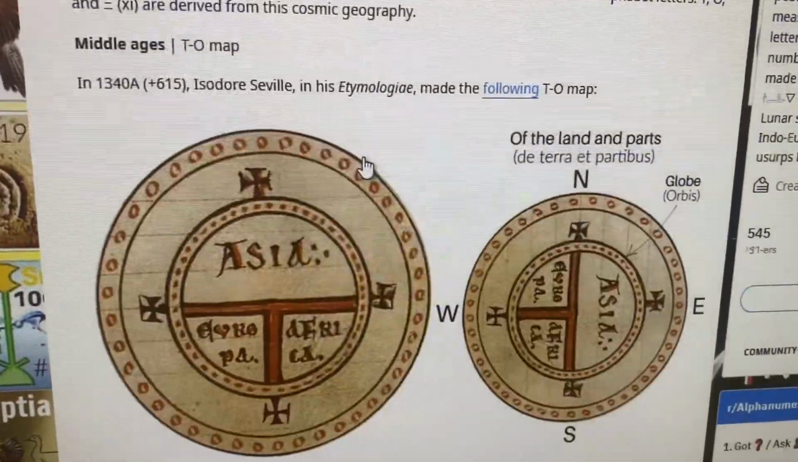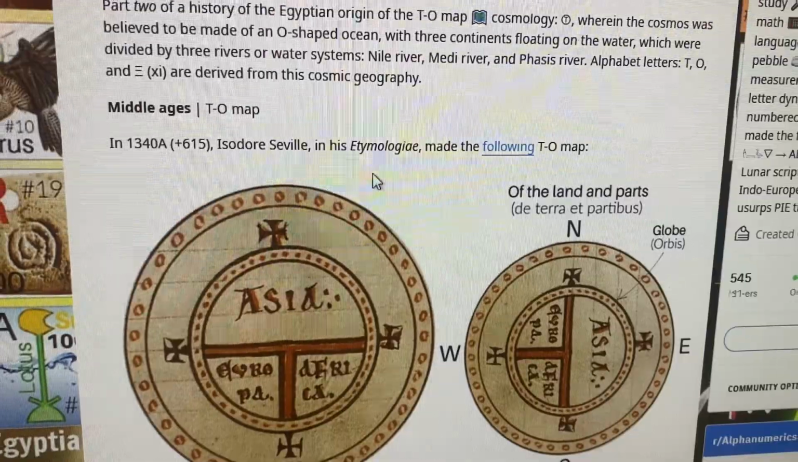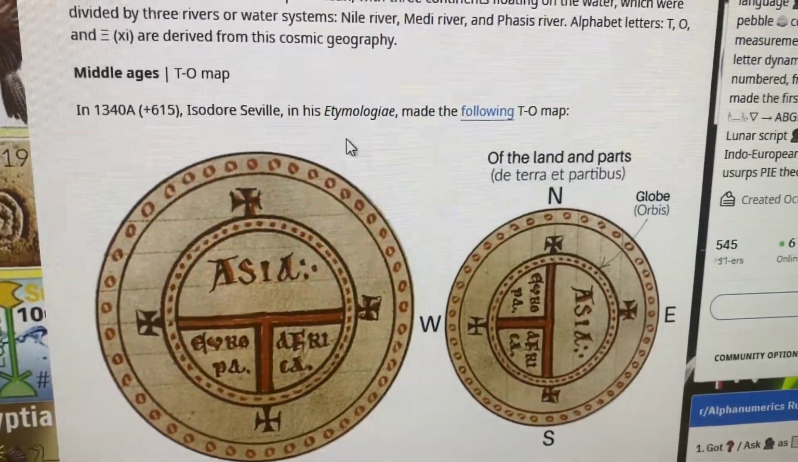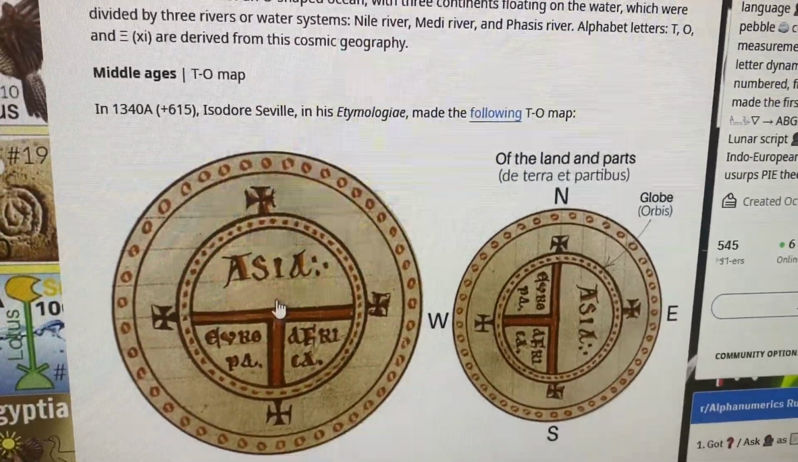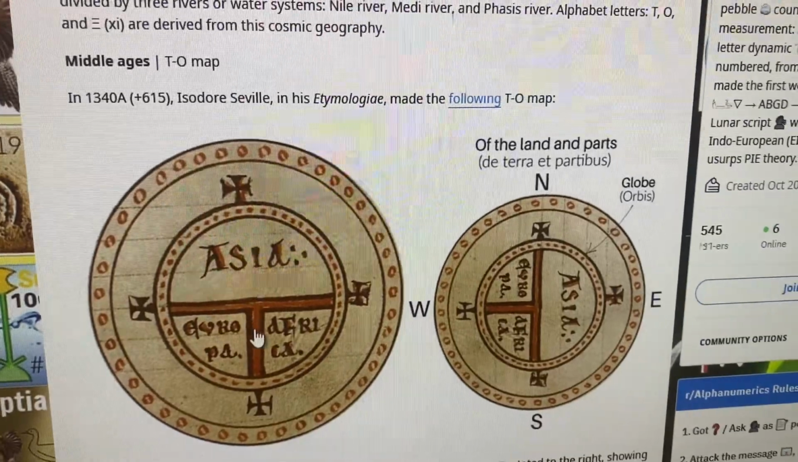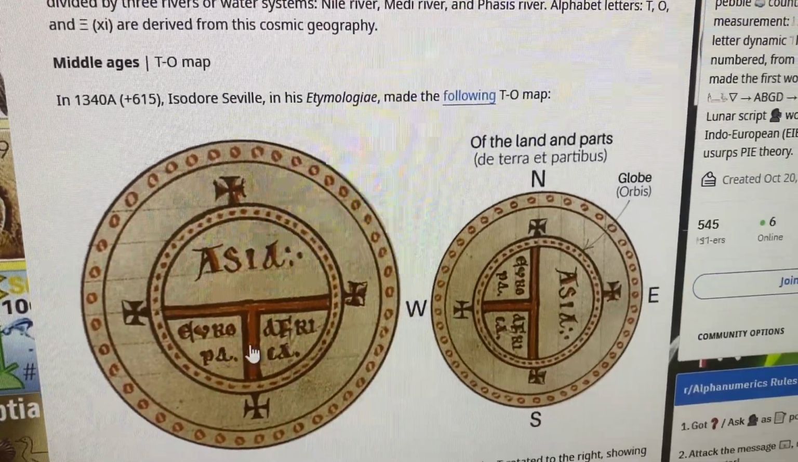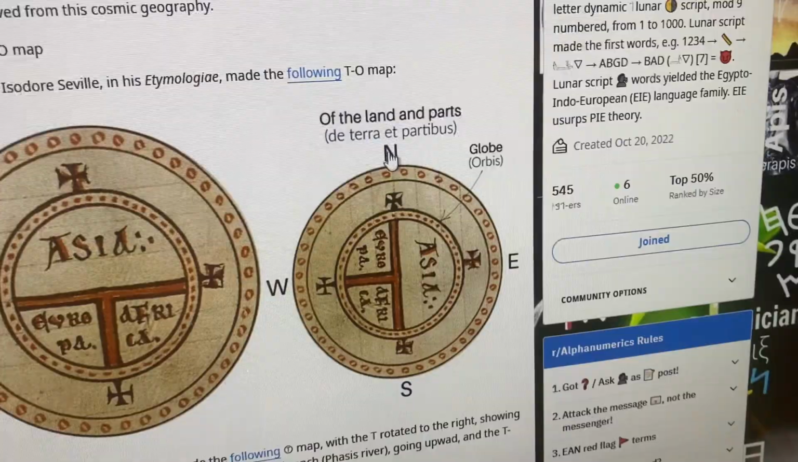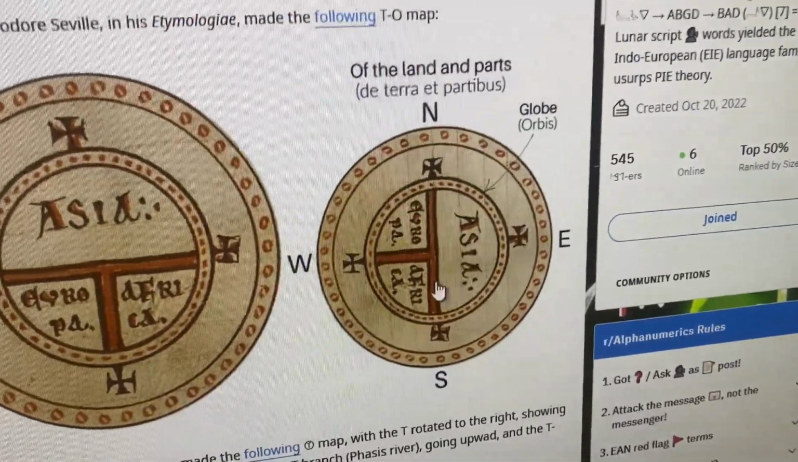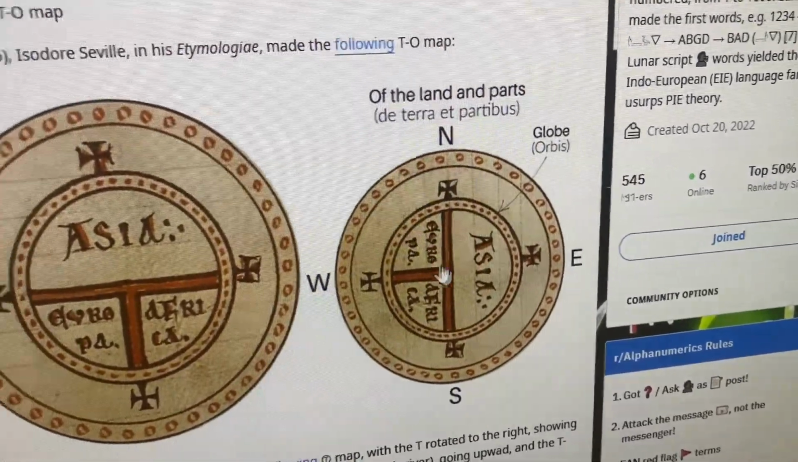And this got written into the TO maps in the Middle Ages. Here's Isidore of Seville's TO map from his Etymologiae, where we see Asia, Africa, and Europe. But if we rotate it like this, north, we see Asia over here, Africa, and then Europe this way.